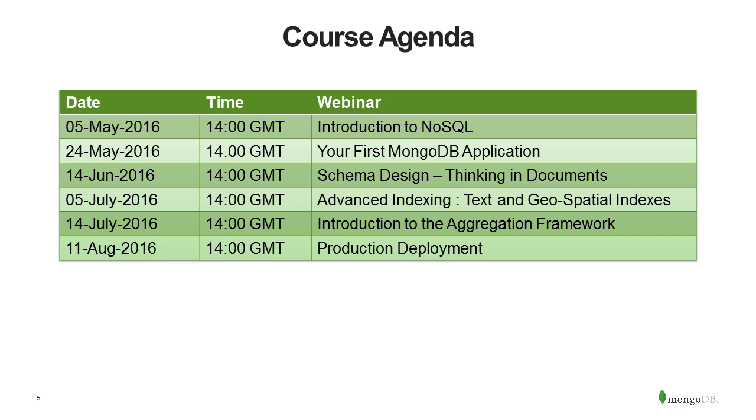Then on the 5th of July, we'll talk about advanced indexing. It's not just plain and simple indexes in MongoDB. We also have full text indexes and geospatial indexes, and there's some subtleties to how those work. We'll then talk about the aggregation framework, which is essentially a framework for producing pipelines of operations to transform your data. Think of it like an analytics engine purpose-built for MongoDB. And then we'll finish up in August with production deployment, which talks about some of the issues you need to think about as your application starts to get deployed in production.